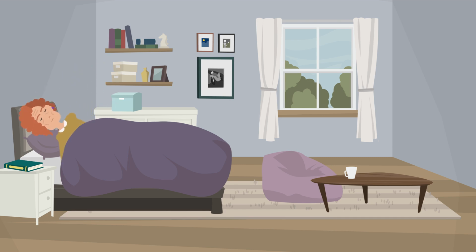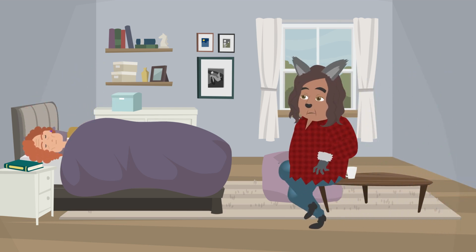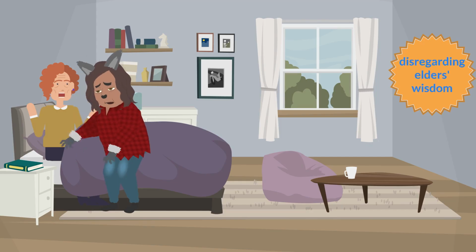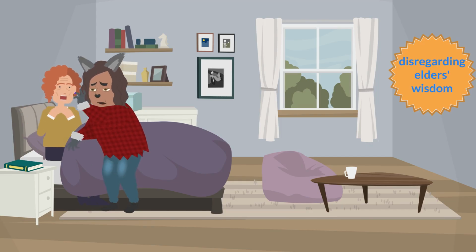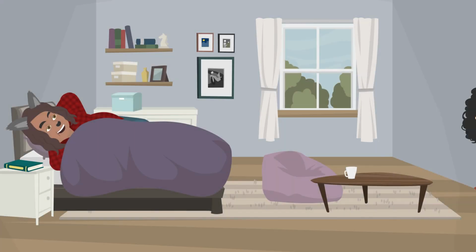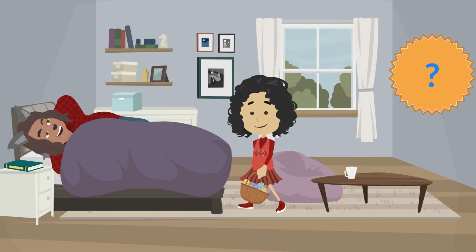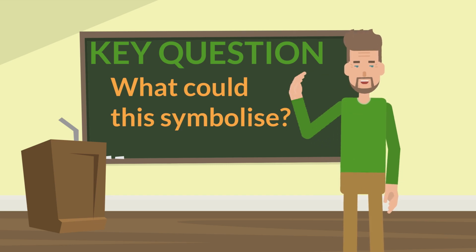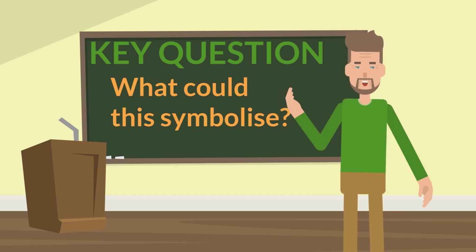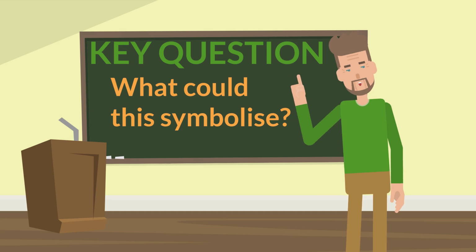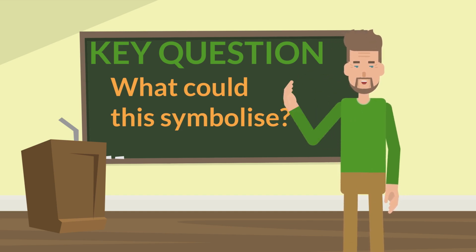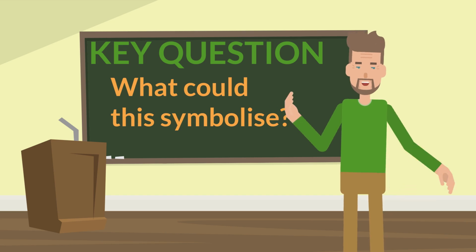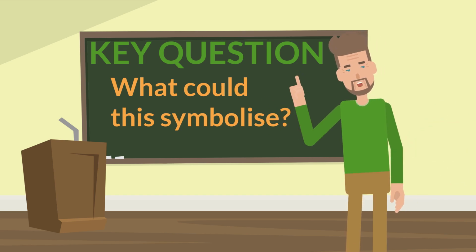The eating of the grandmother symbolises the way the young disregard their elders' advice about how to behave in romantic relationships. And her encounter with the wolf at the end? Well, what could that symbolise? As soon as you start asking, what could this symbolise, about any story, including the most innocent-seeming ones, you open a world of secret and hidden messages.